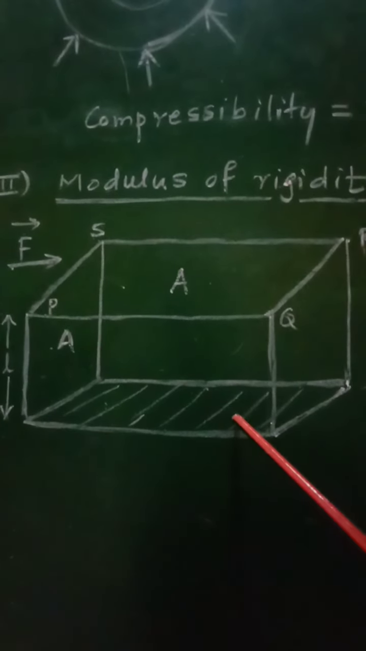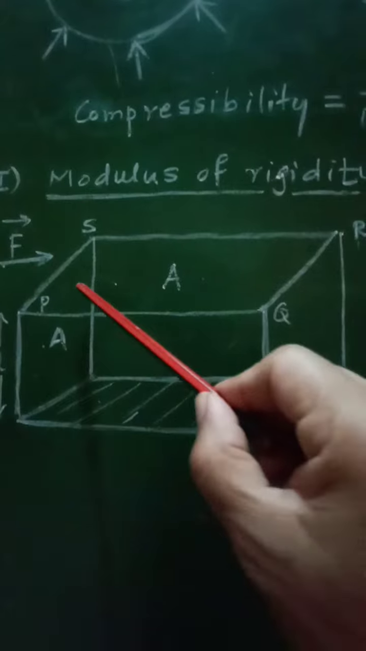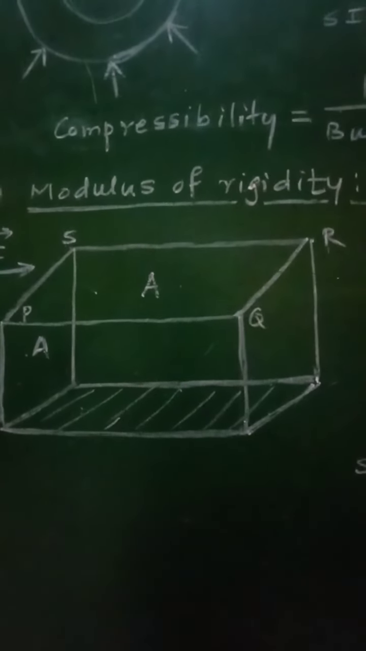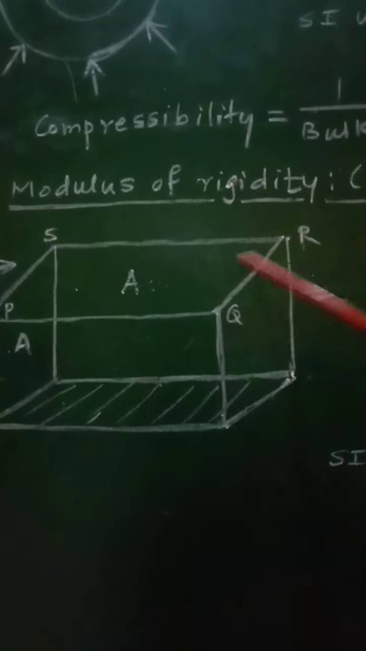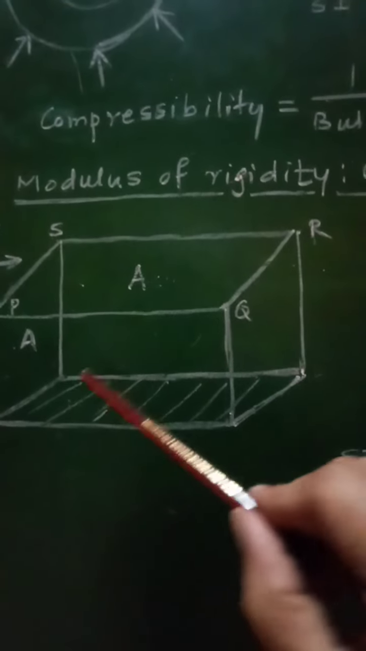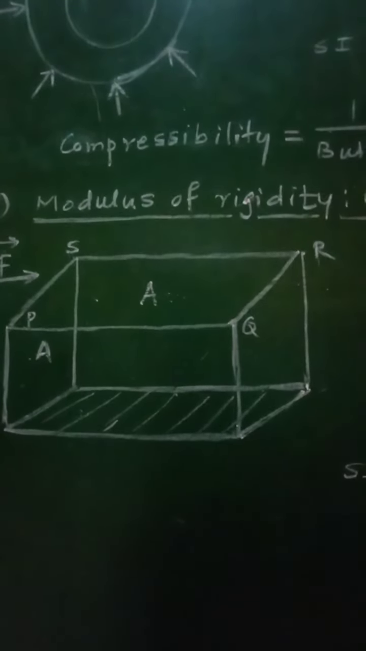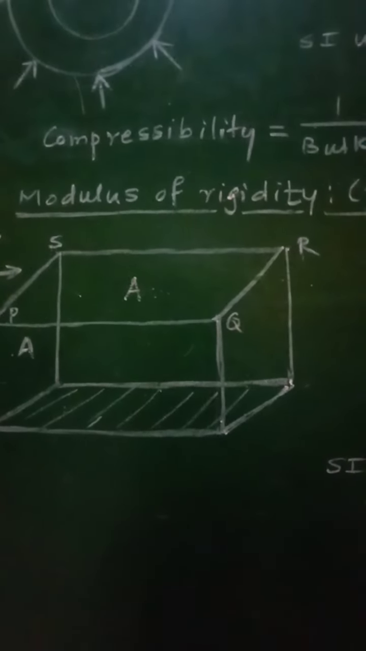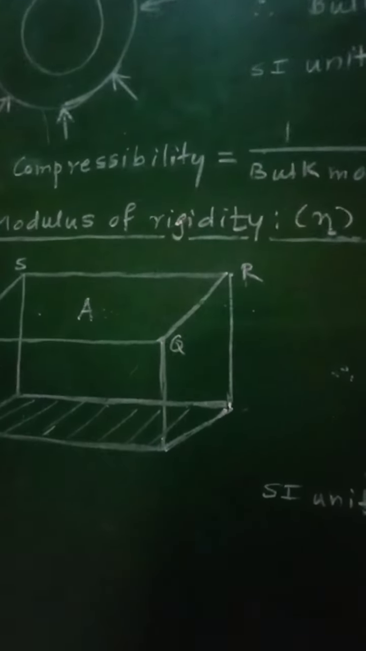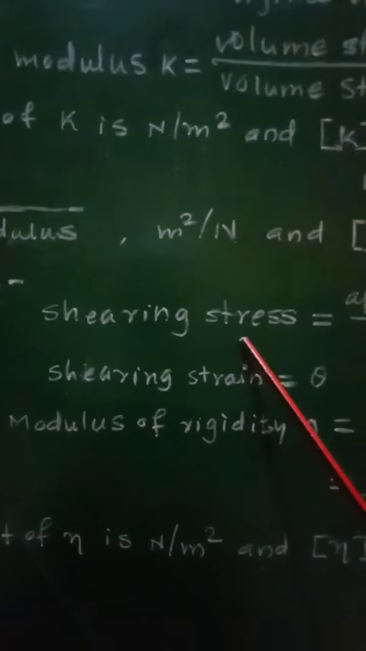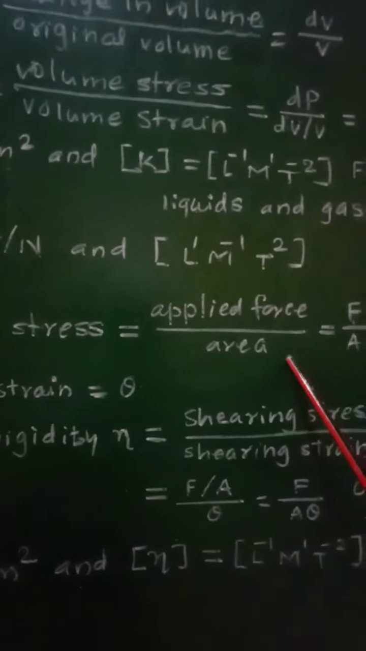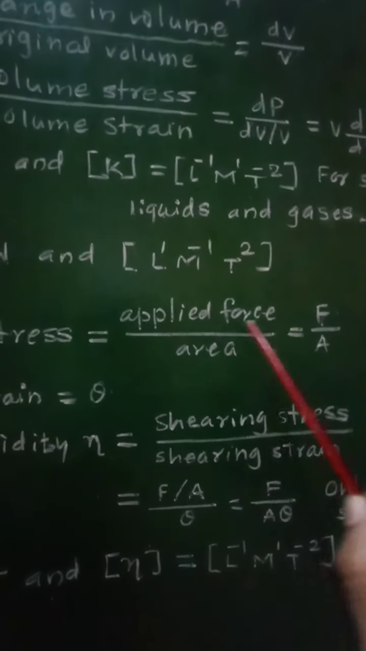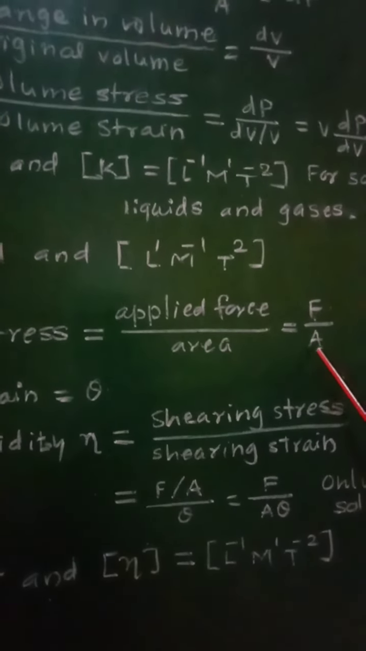Because the bottom layer is fixed, only the upper layer is displaced. Due to this lateral displacement of the layer of the cube, there is a change in shape of the cube, and therefore we can define the modulus of rigidity. As there is a change in shape, the shearing stress will be equal to applied force per unit area, that is F by A.